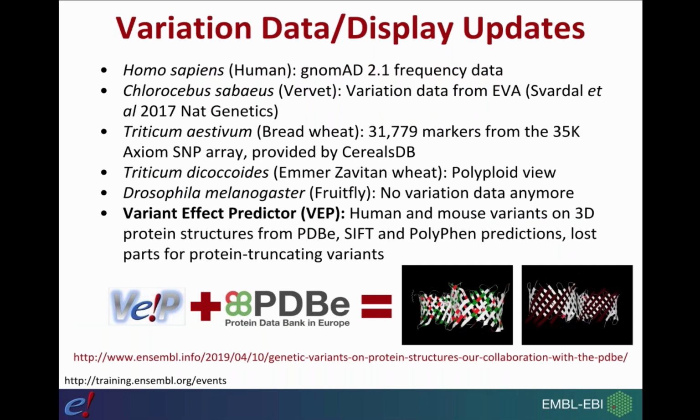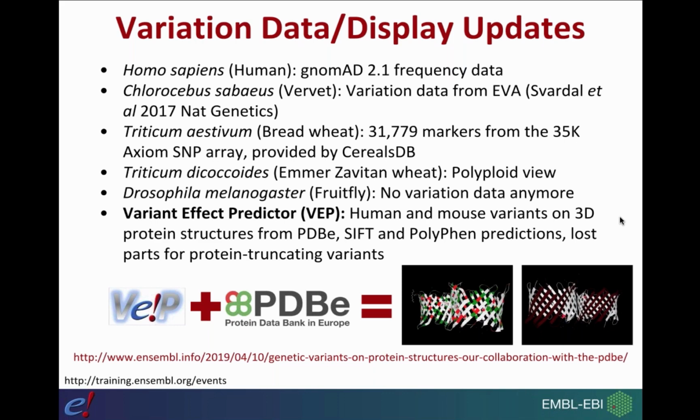Finally, we also made various updates to variation data and to displays. We have included allele frequency data for human from gnomAD version 2.1. We now have variation data for the vervet monkeys as well. For plants, we have variants which come in from the Cereals DB SNP array, which is commonly used in the breeders community for marker-assisted selection.